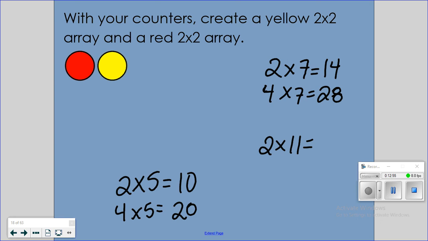Victor's using his counters. It's a solid strategy. I'm here for it. 2 times 11. Lincoln, what did you get? 22. Alright, how can I use that to figure out 4 times 11? How can I use that to figure out 4 times 11?